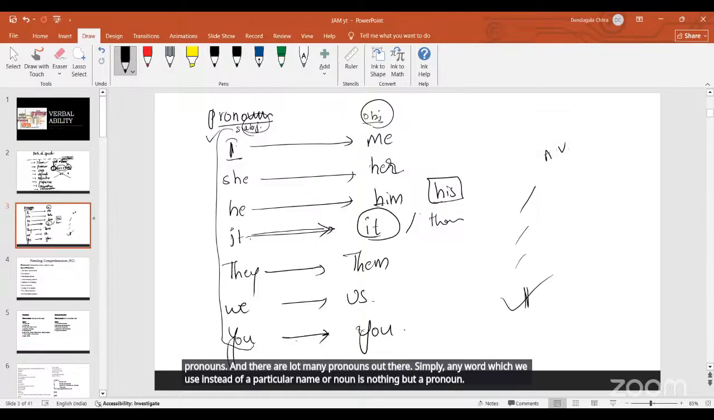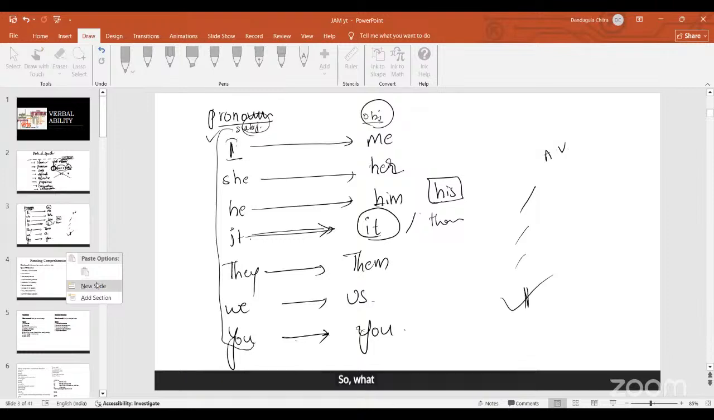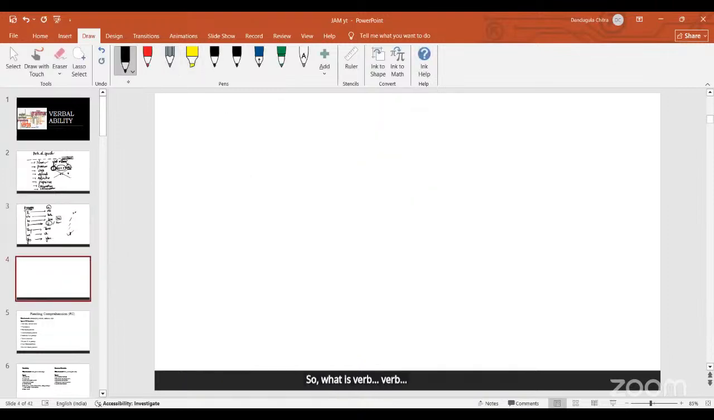Now pronoun is completed. Now we'll move to the next thing, that is verb form. So what is a verb? Verb, action. Anything that indicates an action is nothing but a verb form. Like mostly you are from a Telugu state, right? In Telugu we do have action words too. In every language we do have action words.